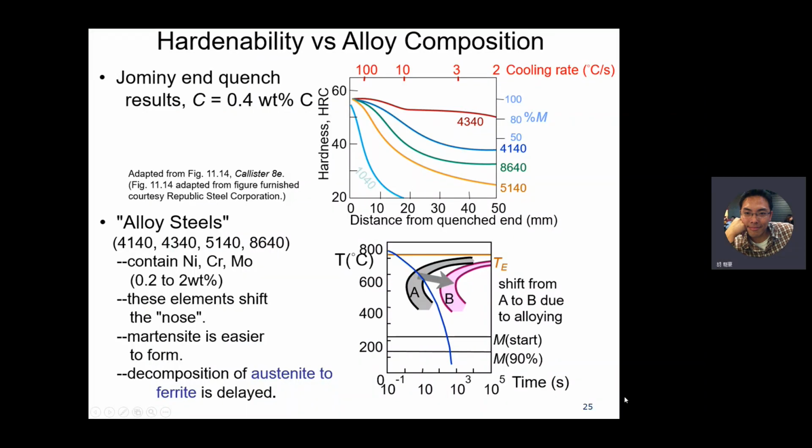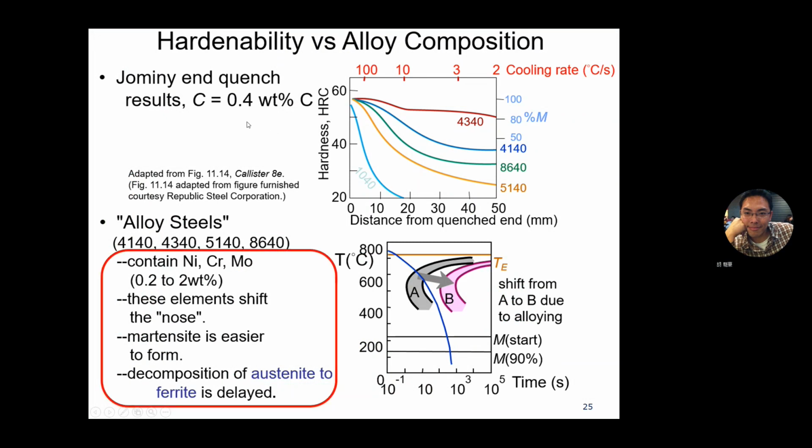Okay, so last time we already discussed the shift of TTT curves with adding alloying elements. This alloying element will cause the shifting of the TTT curve. So what's the physical meaning of this shifting? That means the martensite is easier to form.